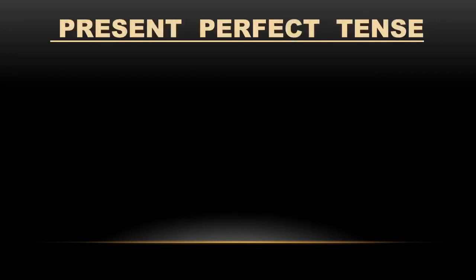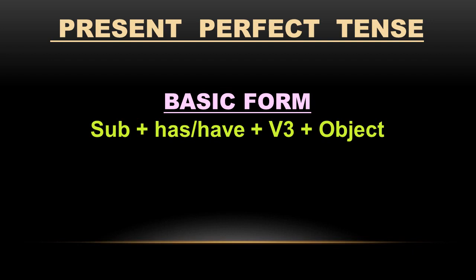The next tense we have is present perfect tense. As the name itself signifies, perfect, that is completeness. So present perfect tense is used to express an action that has recently been completed and the time of which is not given. Its basic form is subject plus has/have plus third form of the verb plus object.